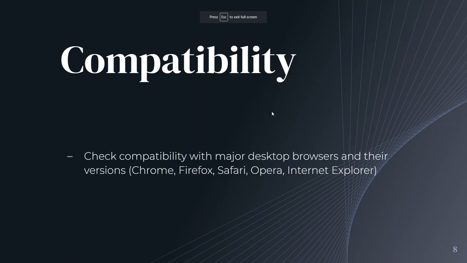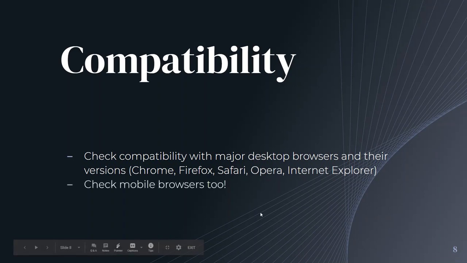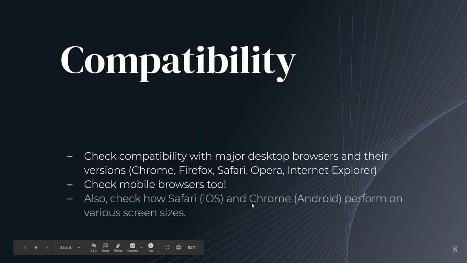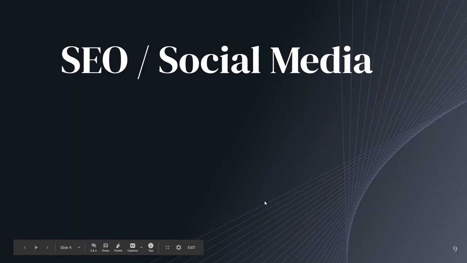Compatibility. Check compatibility with major desktop browsers and their versions. Okay, so 99% of the apps that you will ever make should be fully compatible on all of these browsers, along with other ones. Check mobile browsers too. We should always do testing on mobile and semi-mobile devices like tablets. Also check how Safari and Chrome perform on various screen sizes.